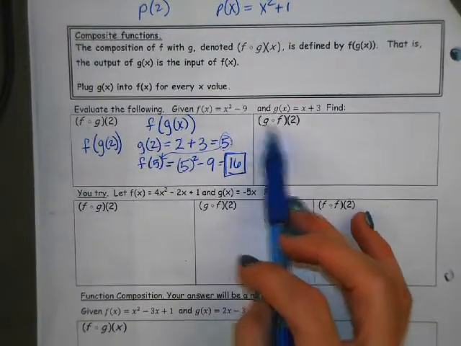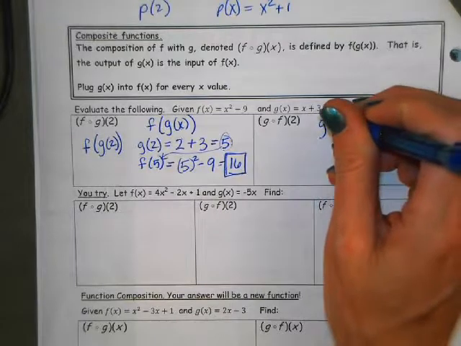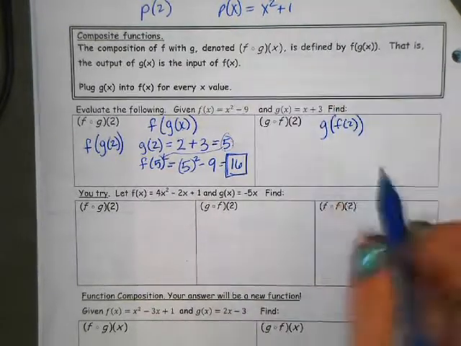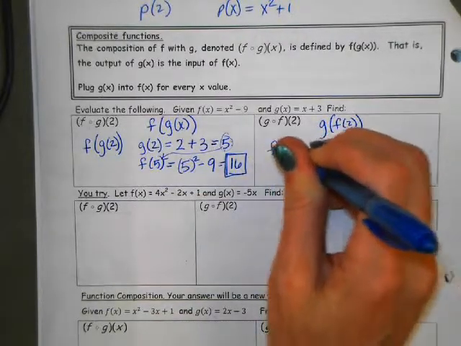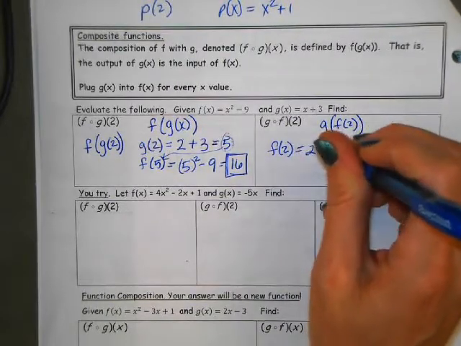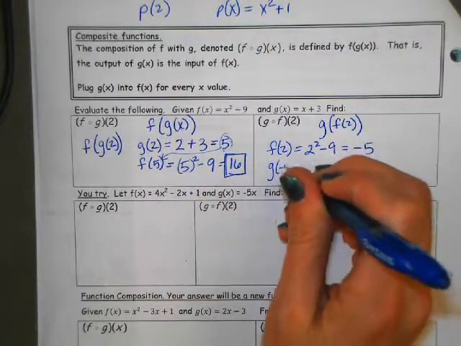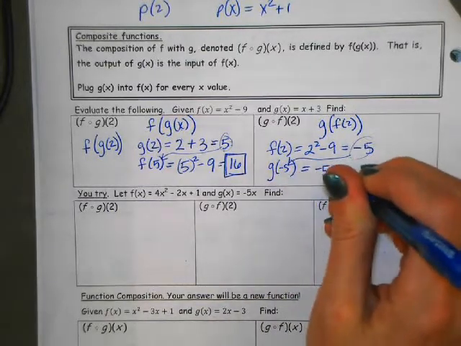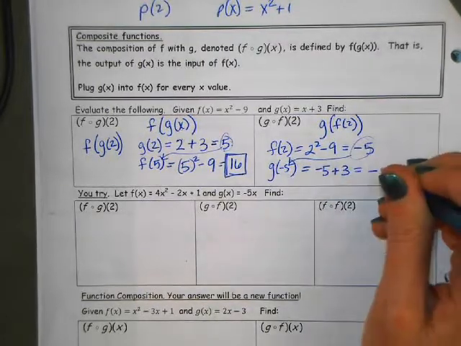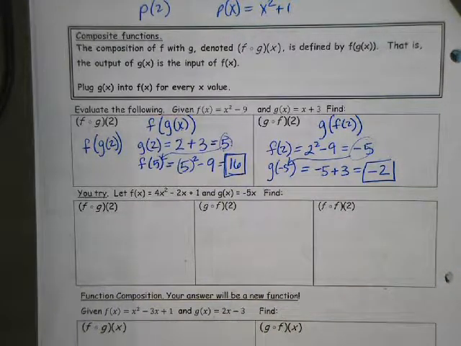Now notice how it says g of f of 2. So again, it's just the other way around. I find f of 2, and then I take that value and plug it into g. So f of 2 equals 2 squared minus 9, which is negative 5. I then take negative 5, and that becomes my input for g. So that becomes negative 5 plus 3, which is negative 2, and that's my answer. Does that make sense?